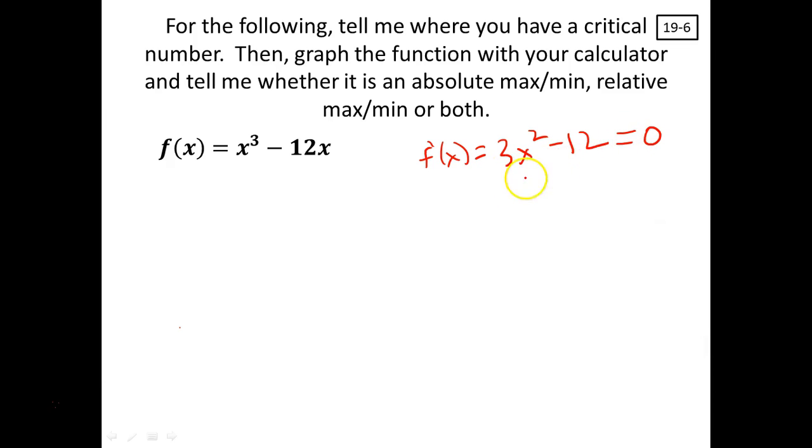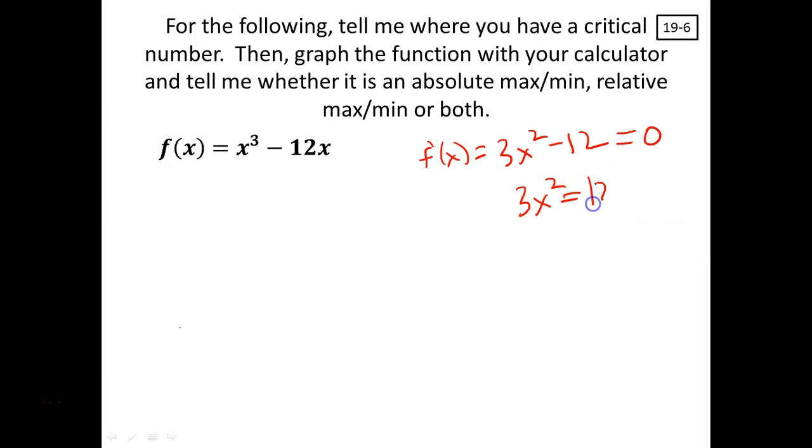Well, notice this is a polynomial, 3x squared minus 12. Polynomials, the domain, are all real numbers. It's going to exist everywhere. Now, where does something not exist? You're looking for where you're dividing by 0 or you're taking the square root of a negative. That's what we're looking for. So anyway, here, let's continue. So it does not not exist. It exists everywhere.